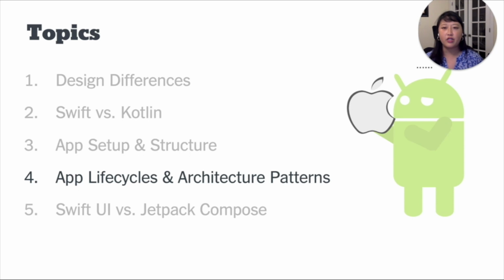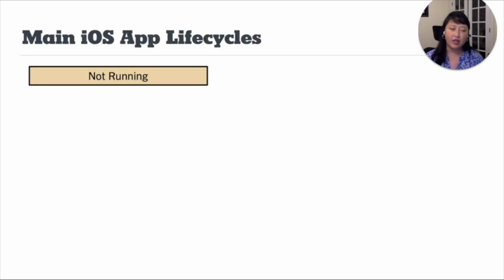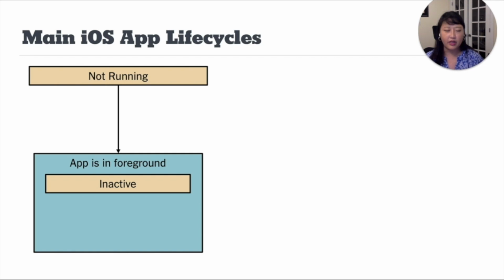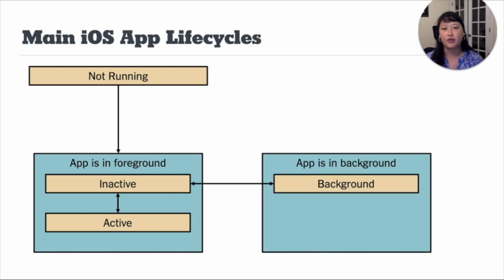Okay, let's move on to app lifecycles and architecture patterns. So if your app has not been run or it has been terminated, it's in a not running state. When your app comes into foreground and is starting to load but cannot yet receive user events, we have an inactive state. Then when the app is ready to receive these user inputs, we have an active state. Let's say your app is going into background. It's going to transition back to inactive, then to a background state where it can execute some code. From there, it can come back into foreground and then transition back to inactive, then active state.